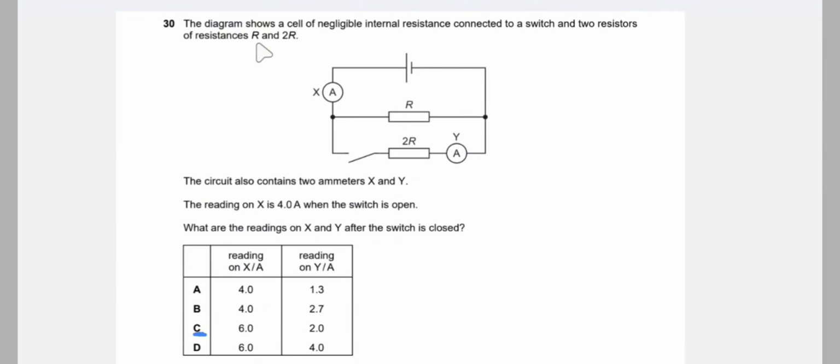For question number 30, the diagram shows a cell of negligible internal resistance connected to a switch and two resistors of resistance R and 2R. The circuit also contains two ammeters X and Y. The reading on X is 4 ampere when the switch is open. So we know the value of current. Now, what are the readings on X and Y when the switch is closed?